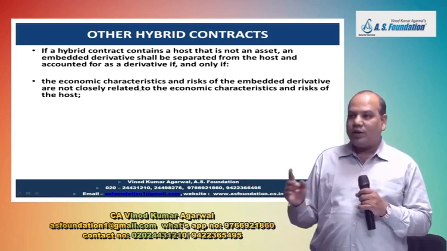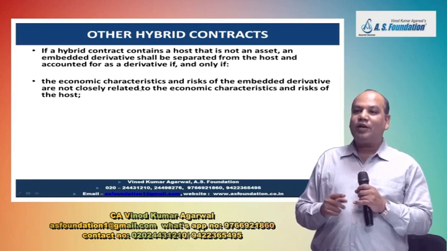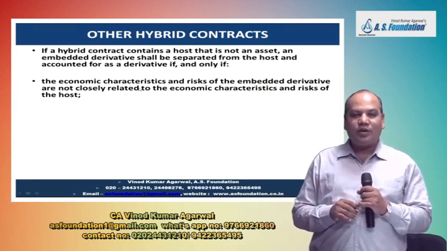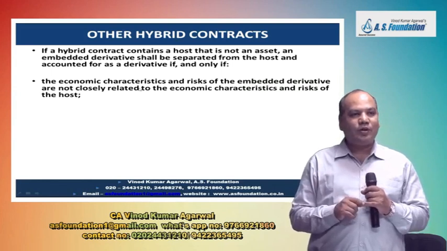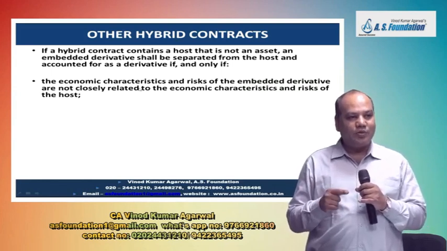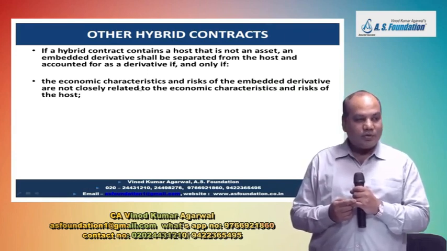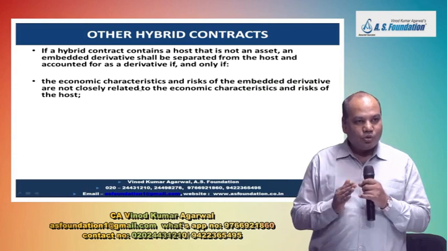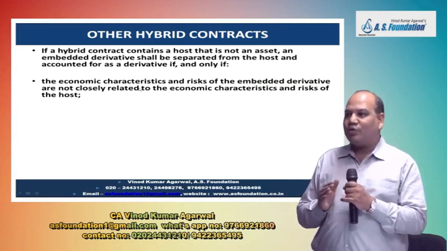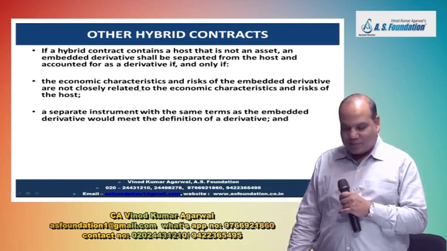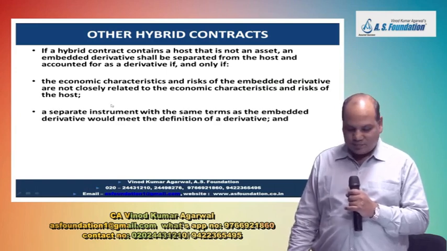But suppose there is a debt instrument and there is an interest rate swap which is embedded in that. Now in that case, the value of the debt instrument and the value of the interest rate swap are both affected by interest rate. Then they are said to be closely related. And if they are closely related, no need to separate. Don't separate close relatives. Okay.